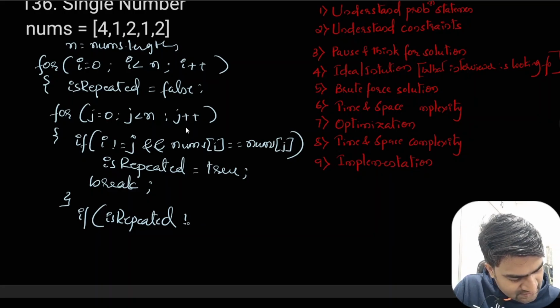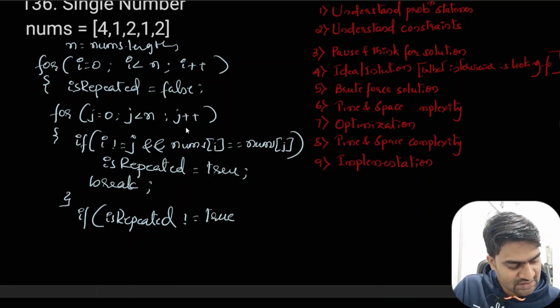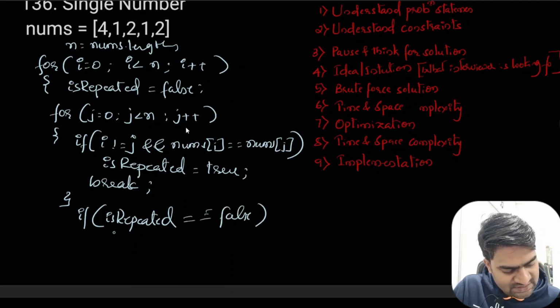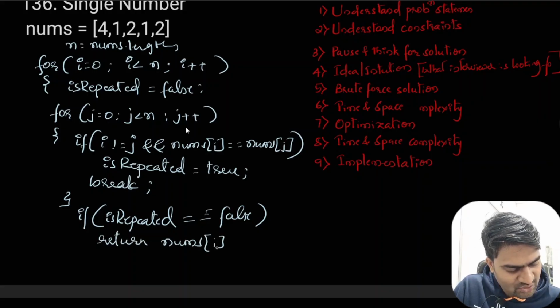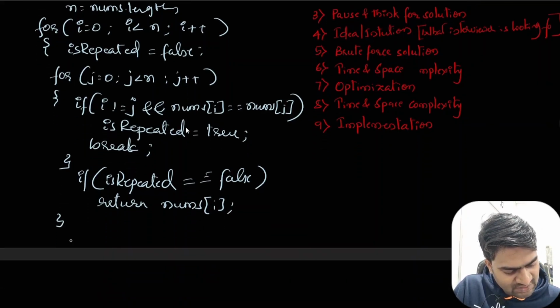If it is not true, means it will be false. So if it is equal to false, then what I will say, we got the non-repeating number. So I will return nums of I, because I found the number. Now I will close this, and finally at the end maybe we can simply return -1.